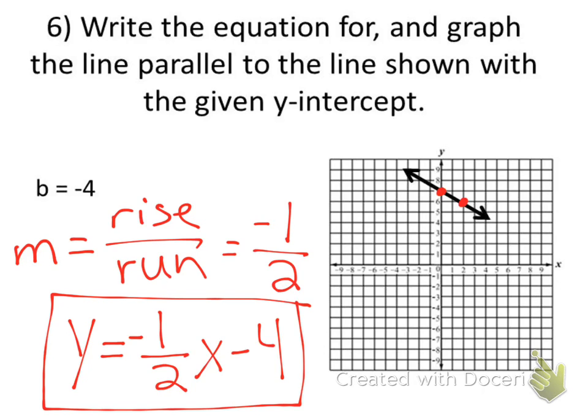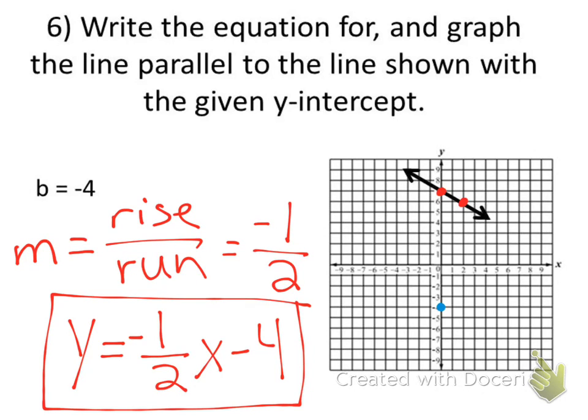But on the board, I want to finish it with the graph. So how would I graph this? Where would I start? How would I do this? Oh, you go to -4? Yeah, you go to -4 on your y-axis. Your b tells you where to start. So start at the -4.